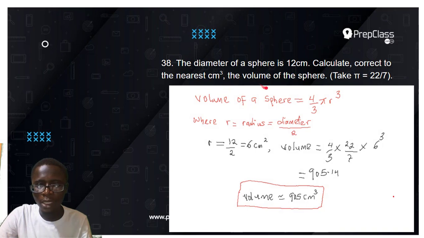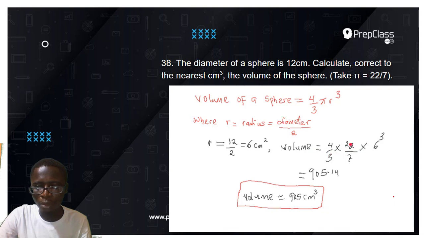The diameter of the sphere is 12 centimeter, and the volume of a sphere is given as 4 all over 3 pi r cube. Remember that your radius is actually half of a diameter, so it means that the radius will be 12 all over 2, which is 6 centimeter. And basically, the volume is just a matter of substitution.